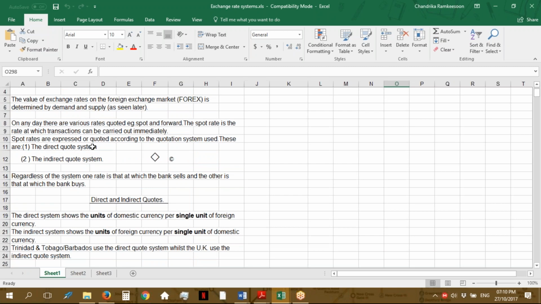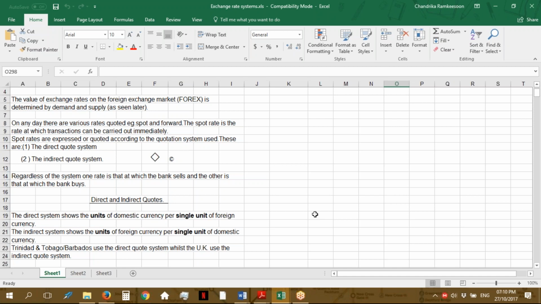In Trinidad, we use the direct quote system, and the direct quote system, as you see here, shows the units of domestic currency per single unit of the foreign currency. So, for example, if you go to the bank and you see the US rate against the TT rate, you will see it as maybe 6.45. Let's say. Now, that means 6.45 TT per dollar. So, you see in here the direct system shows the units of domestic currency for 1 unit of the foreign currency, 1 unit being a dollar.